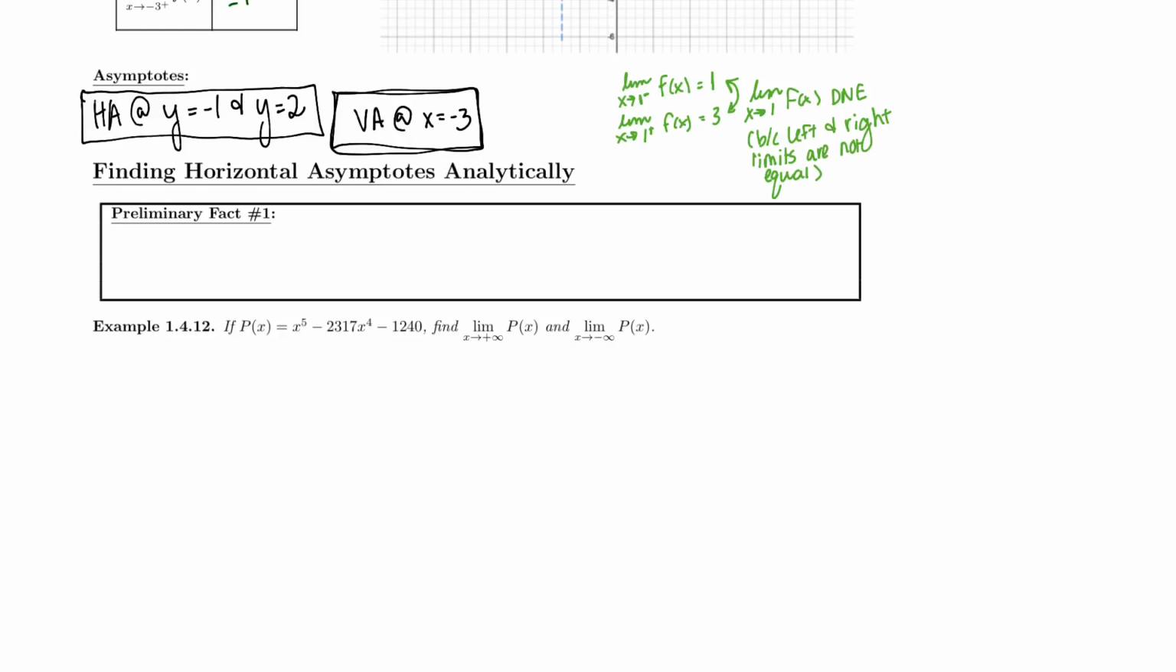So preliminary fact number 1, for finding asymptotes analytically. So just not graphing it at all. I don't want to graph this function here. How can I find it? By just finding these limits by looking at the function. If you're looking at polynomials, you can eliminate everything except for the highest power, and then you can plug infinity in.